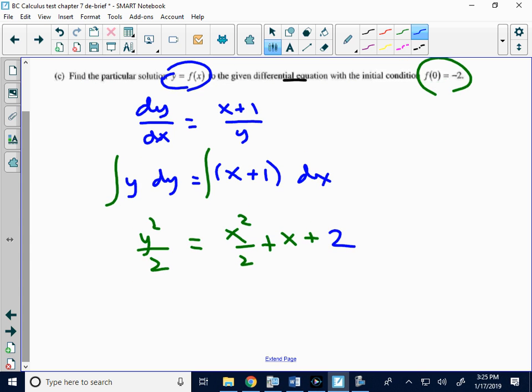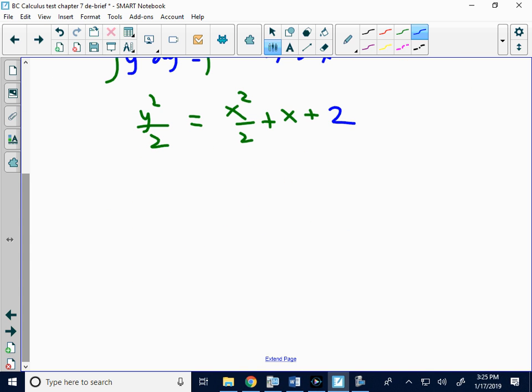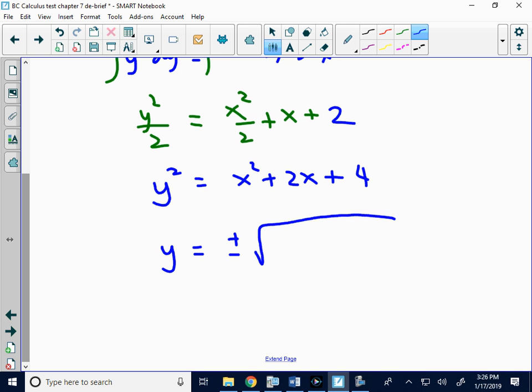This is an equation. It's not an explicit equation of y in terms of x, but rather it's implicitly defined. So let's see if we can solve this. If we multiply by 2, we get x squared plus 2x plus 4. If we take the square root, now we got to be a little careful. Is it plus or minus? That's the one we have to look at. X squared plus 2x plus 4.